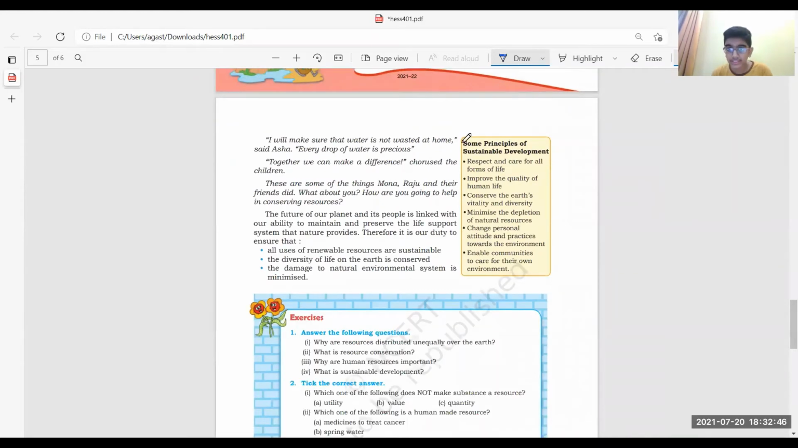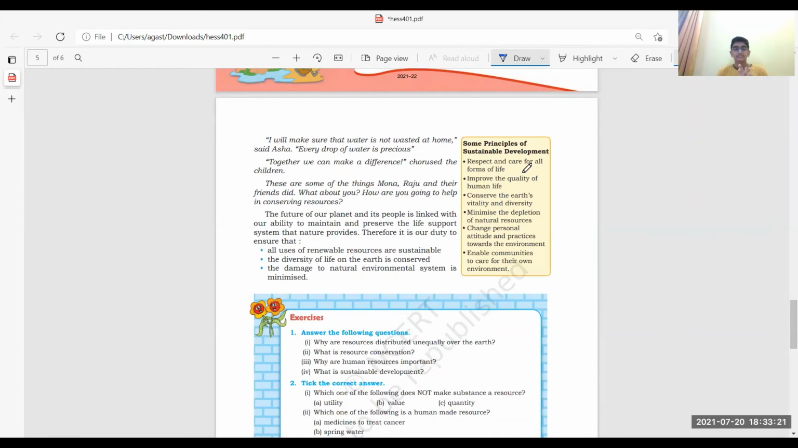Now, principles of sustainable development: respect and care for all forms of life, improve the quality of human life, conserve the earth's vitality and diversity, minimize the depletion of natural resources, which means stop depleting your natural resources and use them carefully rather than carelessly, change personal attitude and practices towards the environment, and enable communities to care for their own environment. So these are your principles, guys.